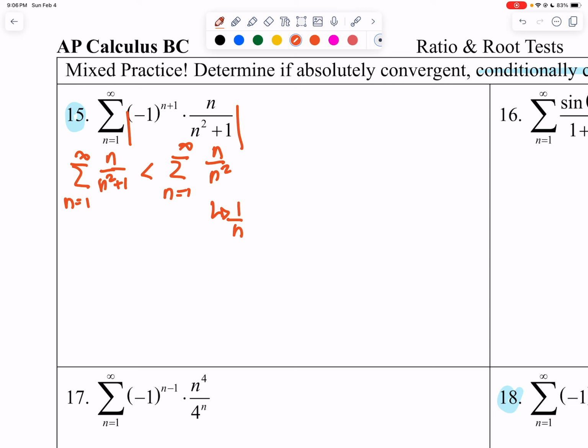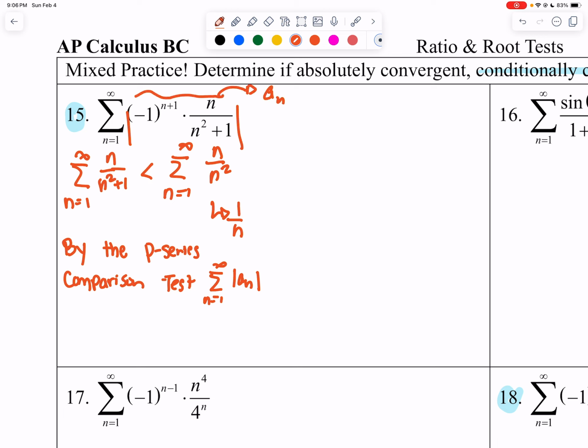So by the p-series comparison test, we're going to set all of this right here to be a sub n, the absolute value of a series diverges.